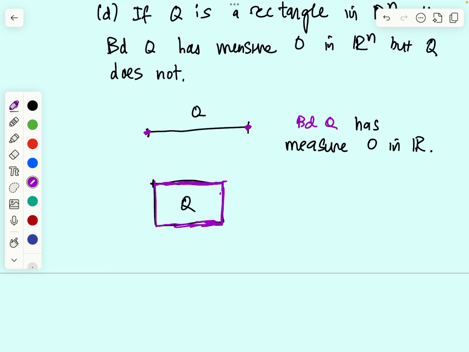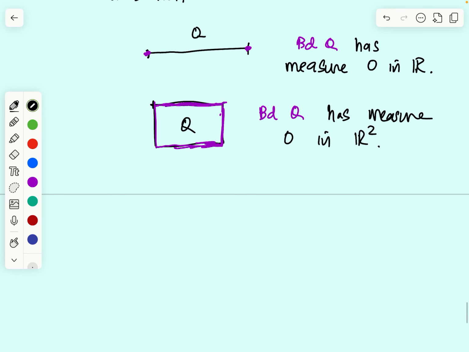This set has measure 0 in R2. So you're looking at which Rn you're in. In this first one, the boundary has measure 0 in R, and the second one has measure 0 in R2. So Q, in the first example, is a subset of R, and in the second example, it's a subset of R2.